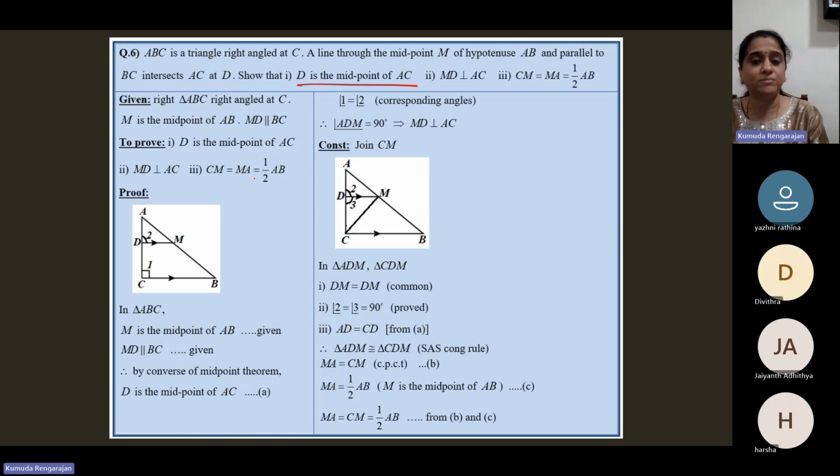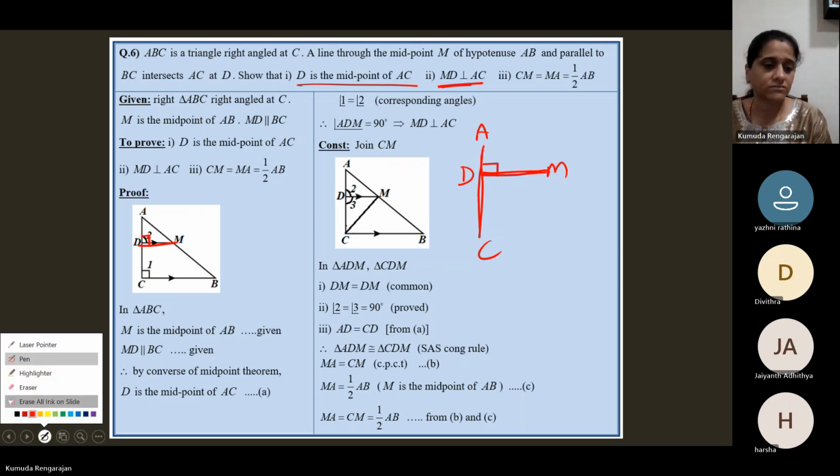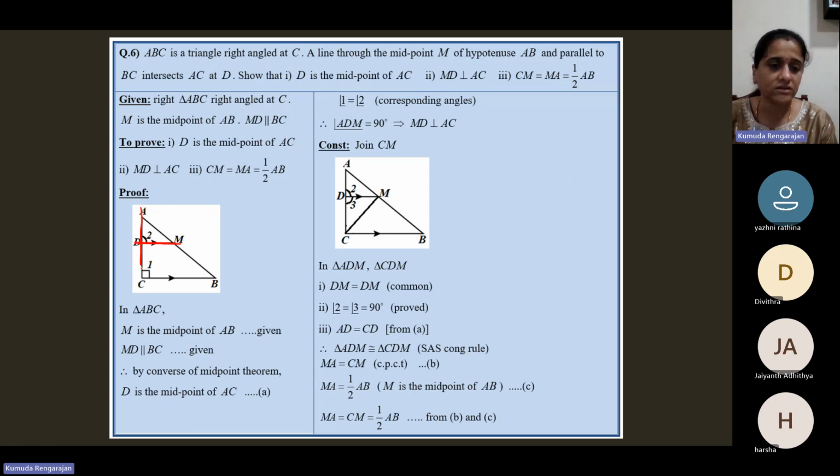Next, you need to prove that MD is perpendicular to AC. See, this is MD, this is AC. Perpendicular means the two line segments intersect or meet at right angles. You must show that they are perpendicular to each other. So here, 90 degrees.